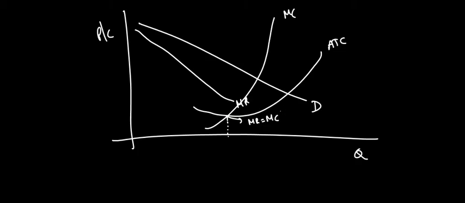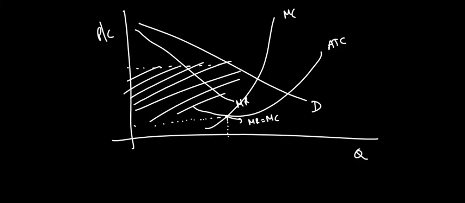Now, the profit area is given here. This is the profit area for maximized profit. And this area is called the kink. This is the kink. Why is it called a kink? Because here the demand curve deflects a bit, and this area is called a kink.